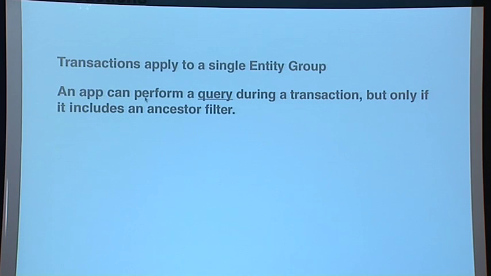The other thing is you can perform a query during a transaction, but only if it includes an ancestor, meaning you're looking for the parent. If you don't do that, the query will still work, but you can get stale data, and this is where you get eventual consistency.